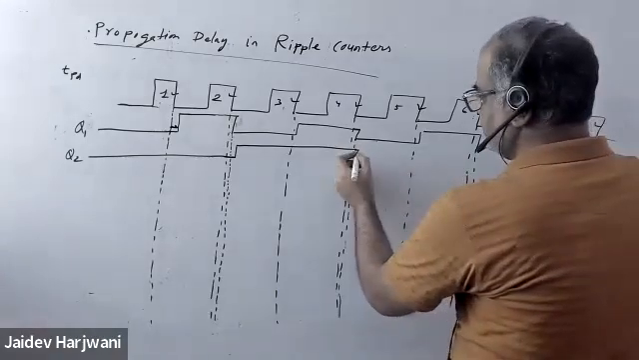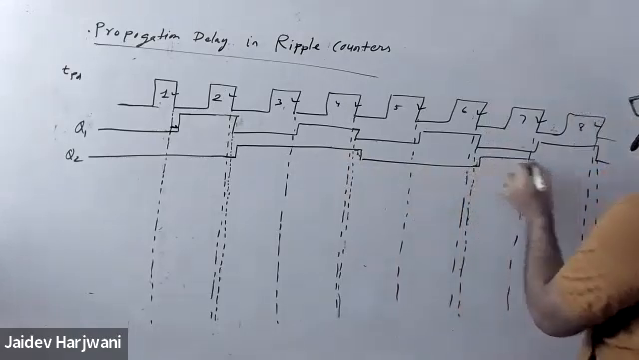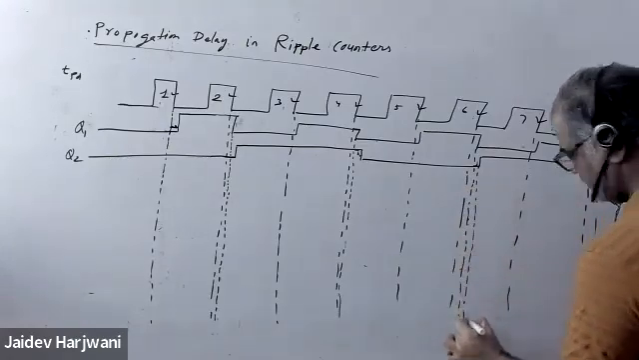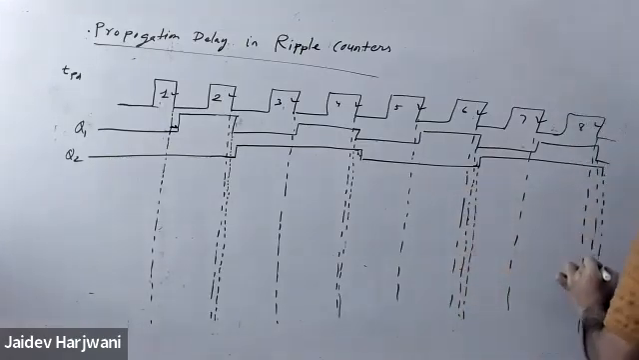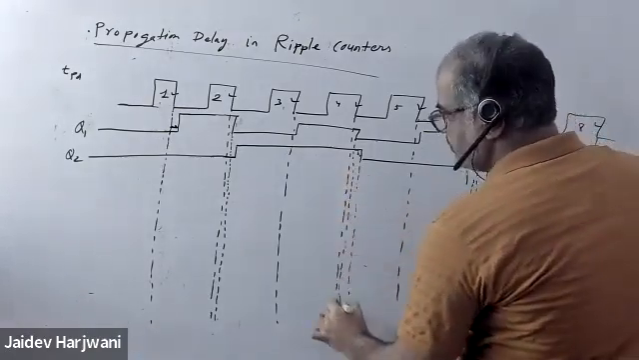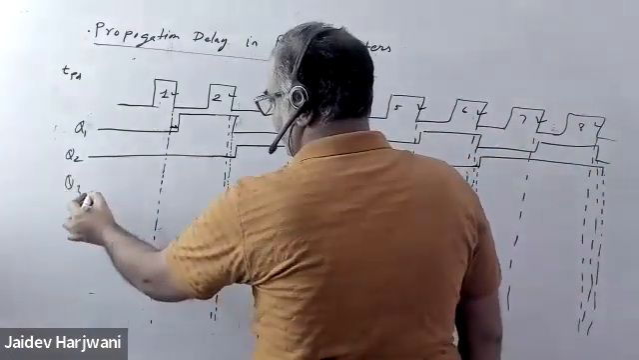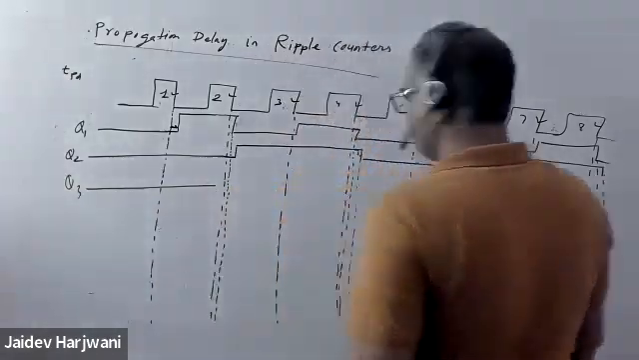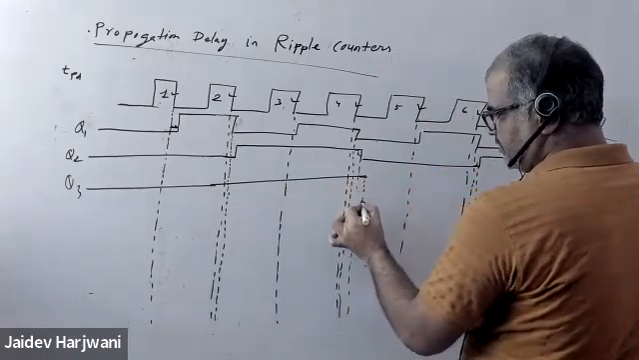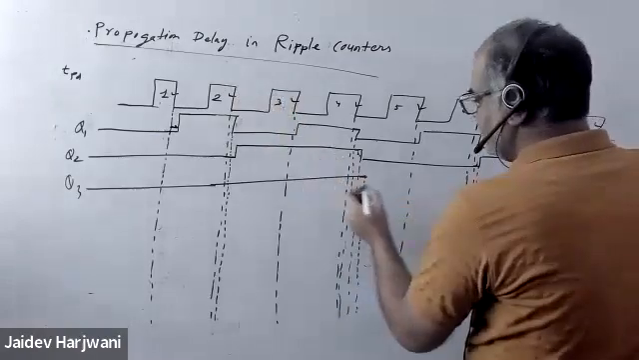So this will happen here, again here, and again here. So now the output keeps delaying. For example, I'm giving Q3. Q3 will come again like this and will change here. So for the third flip flop you have a delay of 3 TPD, propagation delay.